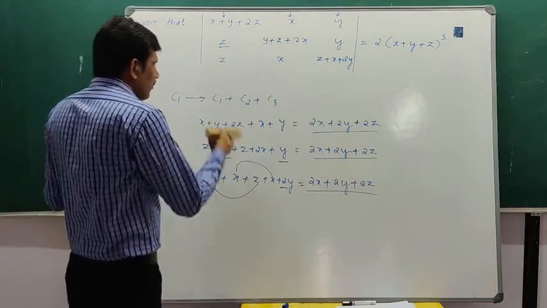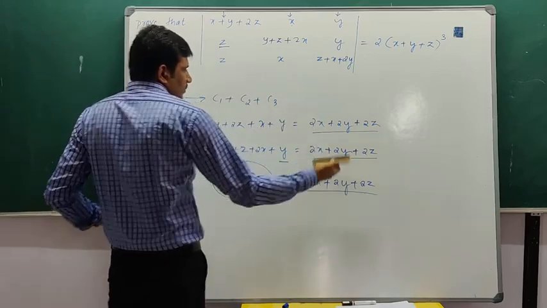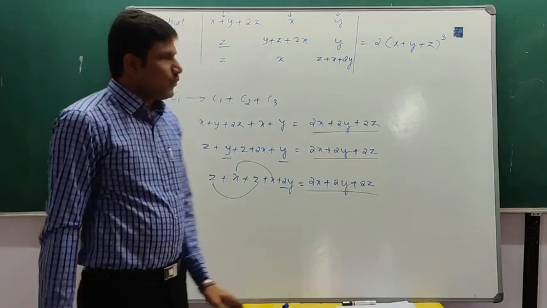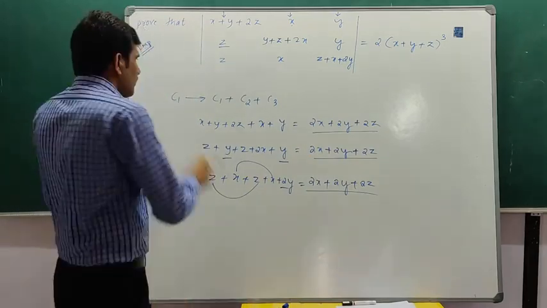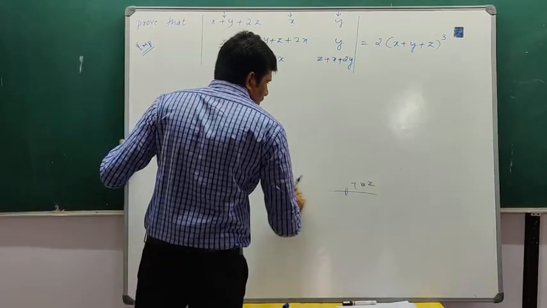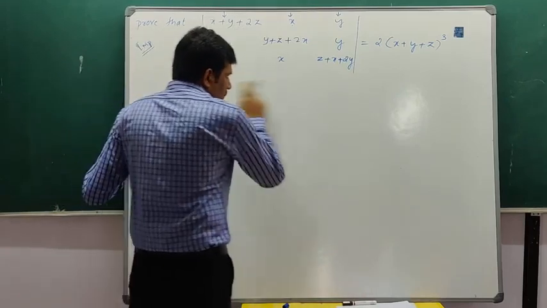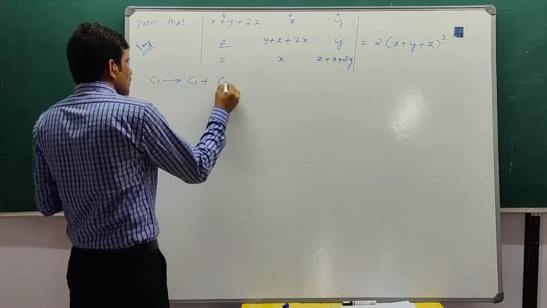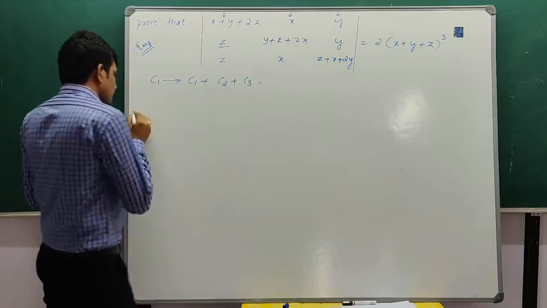So after doing the rough work, we can conclude that after doing C1 changes to C1 plus C2 plus C3, I am getting the same element, that is 2x plus 2y plus 2z. I will do this operation because I am getting the same element after doing C1 plus C2. So I will do the operation C1 changes to C1 plus C2 plus C3.